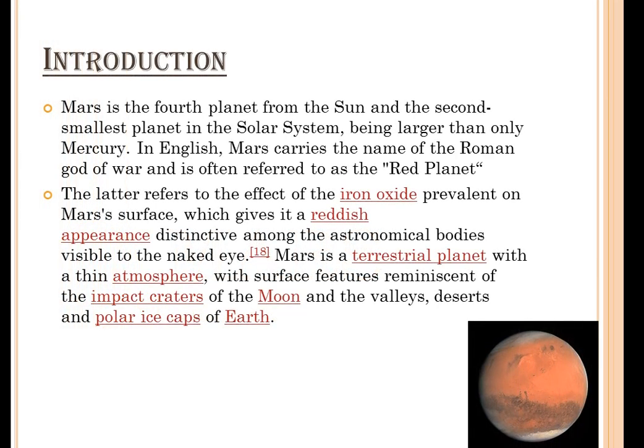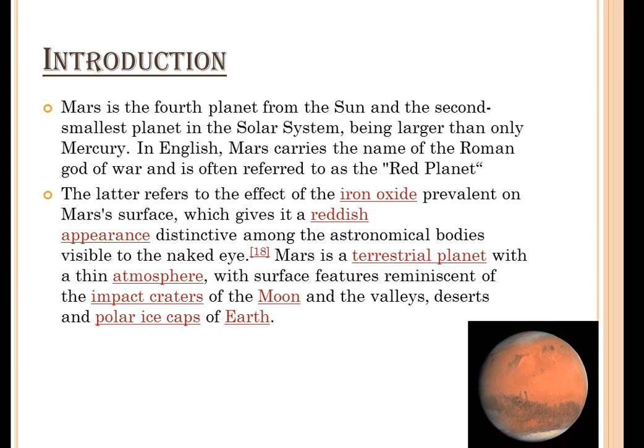So a little introduction about Mars is that it's actually the fourth planet from the sun, and a little shocking thing for many people is that it's actually the second smallest planet in the solar system, being only larger than Mercury. So it's actually smaller than Earth and Venus, and Mars carries a name in English of the Roman god of war, and in many places it's also referred to as the Red Planet. You might have heard that name a lot.